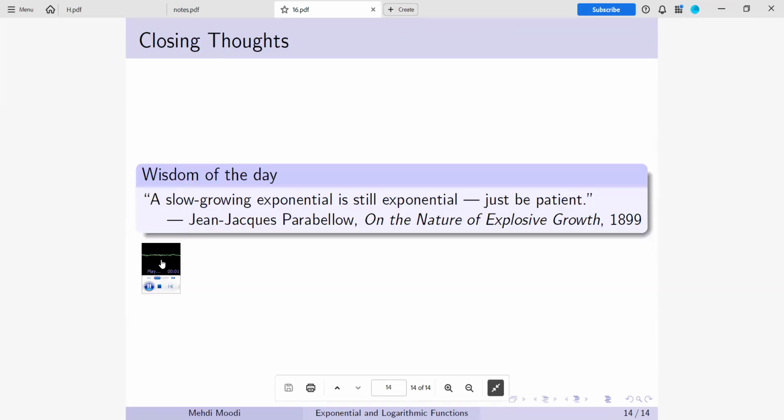In 1899, Parabellow was trying to explain to his students why a population growing by a tiny 0.01% per year is still technically explosive. One student called it boring. He calmly said, "So is dynamite before the fuse is lit. A slow-growing exponential is still exponential. Just be patient."